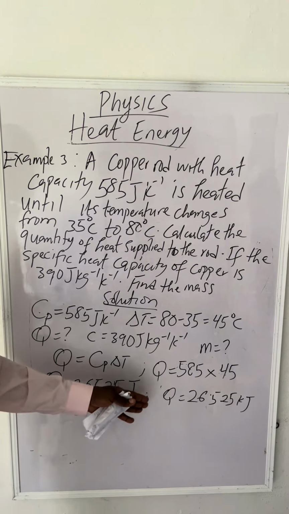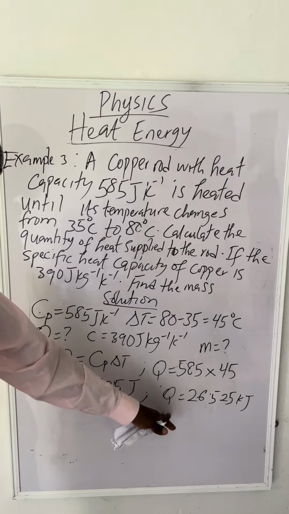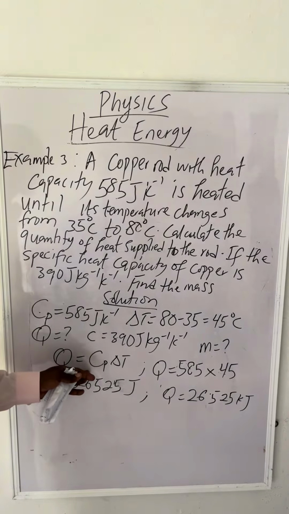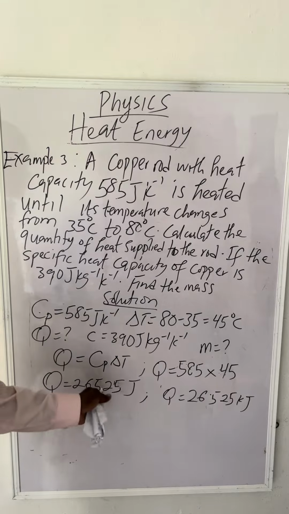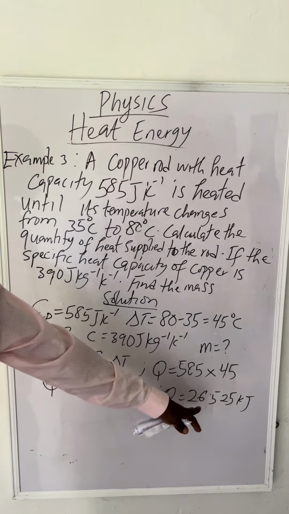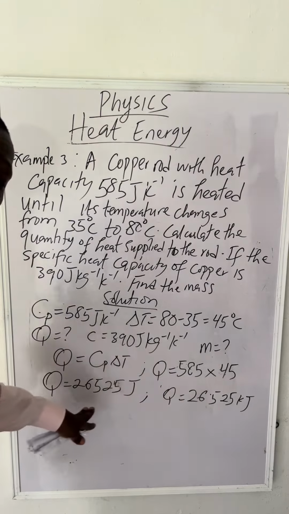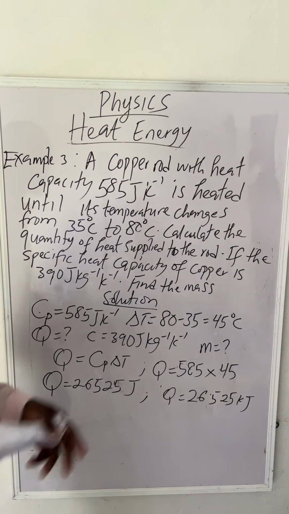The question asks us to calculate the quantity of heat supplied, and we know we can use this, right? We substitute that, and then we multiply this, and we got this, and we put it in kilojoule by dividing it by 1000. So that is that.